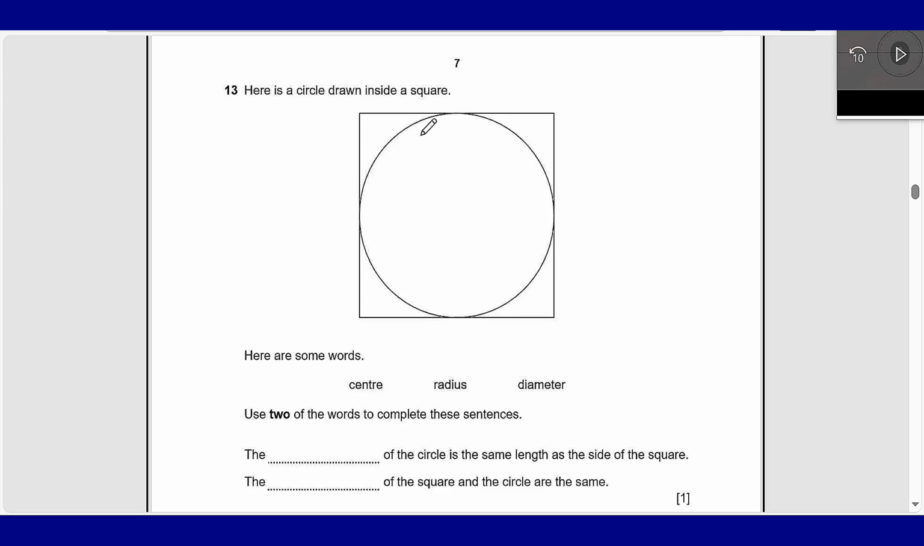Let's move on. Okay guys, number 13. Here is a circle drawn inside a square. Here are some words: center, radius, diameter. Use two of the words to complete these sentences. The blank of the circle is the same length as the side of the square. The blank of the square and the circle are the same.